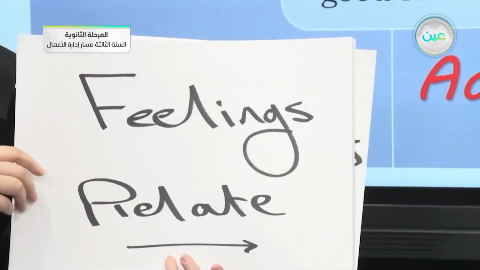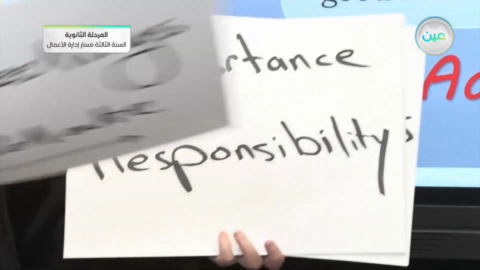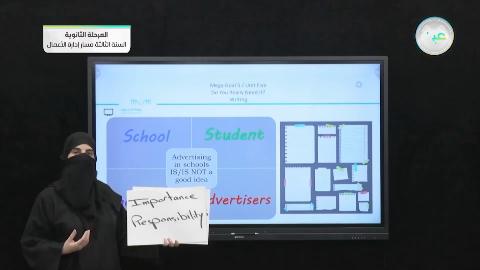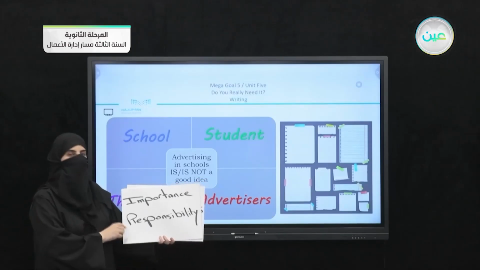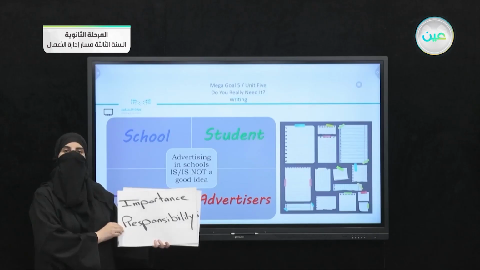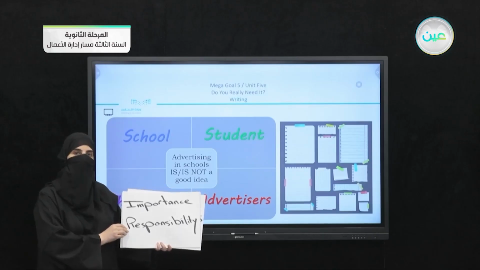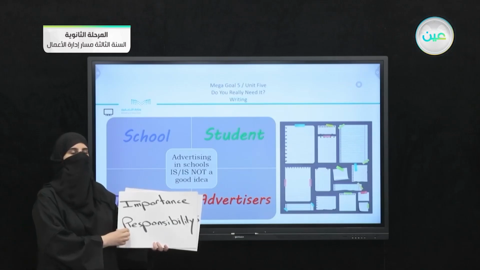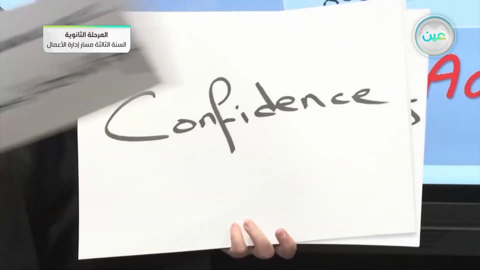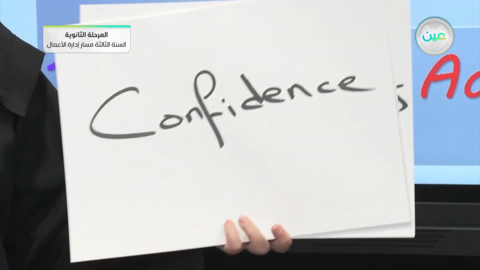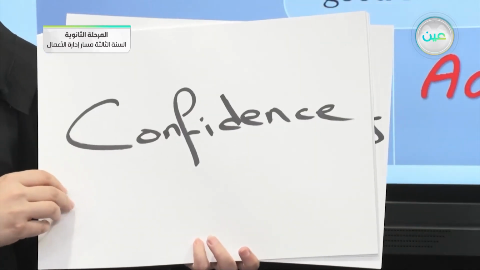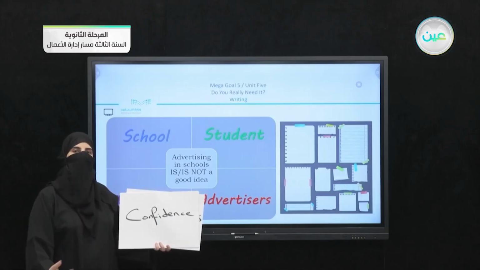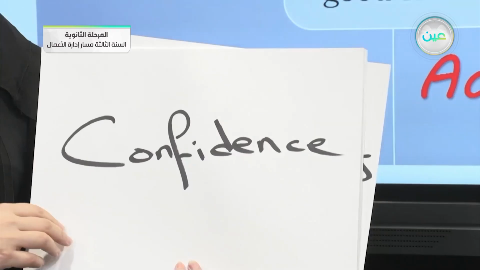When there are advertisements at school, a student may feel important. So there is the feeling of importance, and we can also have the feeling of responsibility. They are old enough to be advertised, and there is something about responsibility connected to it. Also, there is a very important word here, which is confidence. A lot of students may feel confident about themselves when they feel that they are advertised and have this kind of importance.